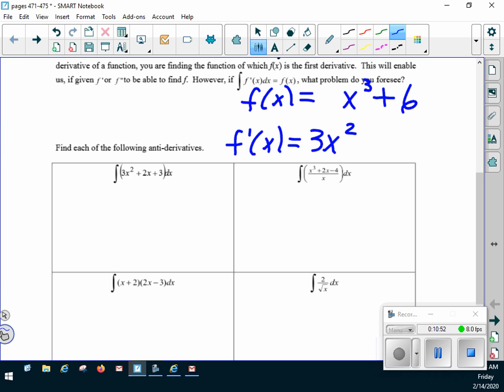Does that also have a derivative of 3x squared? Indeed. What else? Plus 8. Indeed. There are an infinite number of equations that have 3x squared as the derivative. But what has to sit right here? A constant. That is a raise the roof moment. You just do not understand. But that is a raise the roof moment.